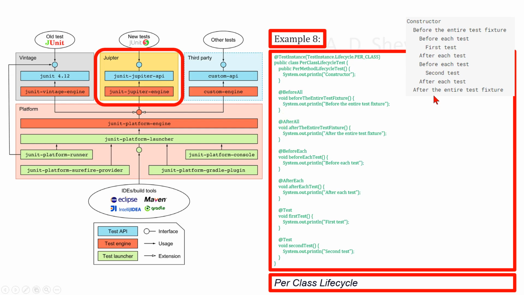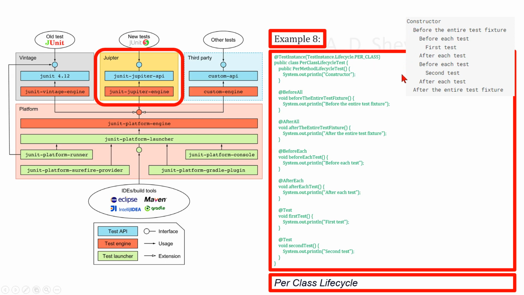Consequently, the output of the test execution is now a little different. From the result, we can see that the execution order of lifecycle methods has not changed. However, the difference is that JUnit constructs the test class only once.